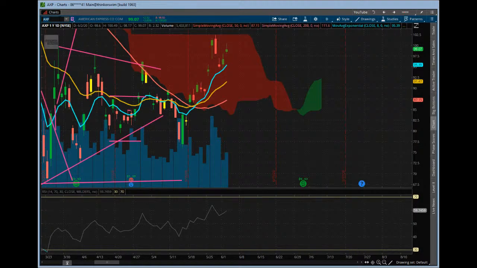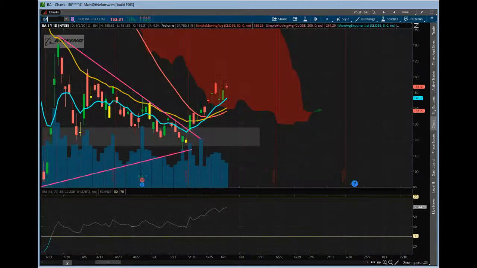AXP with a bit of an upper shadow there today. It did get a nice gap up today, so that's good. Reversal down possible. Yeah, it could pull back a little bit if it's weak or if the financials are weak tomorrow. Could. Yep. BA possible doji sandwich up right here.